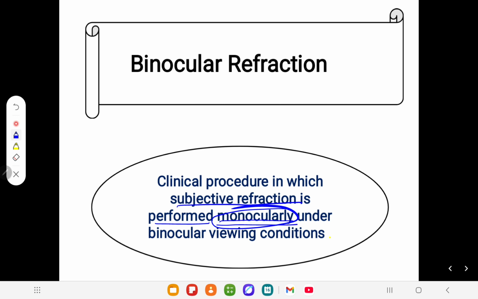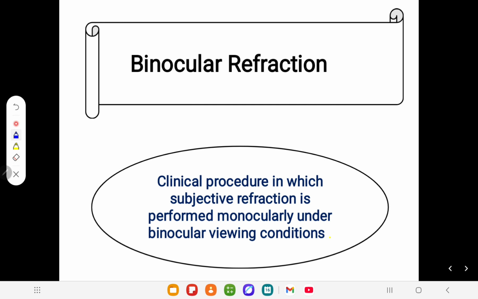Sorry, subjective refraction monocularly, but that's a major difference. But under binocular viewing condition means the other eye is open, not completely occluded. The other eye is seeing. Yes, the details are different because of the techniques. Details are different, but both eyes are open. Yes, the targets are different. We know that because we are actually performing subjective refraction monocularly, isn't it?